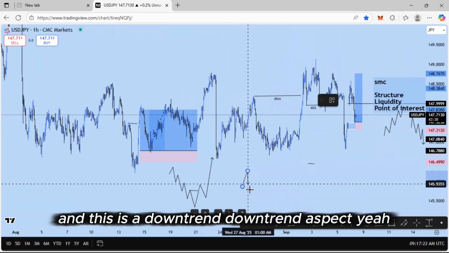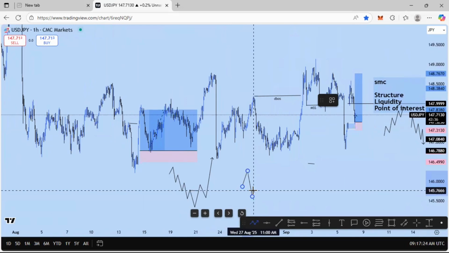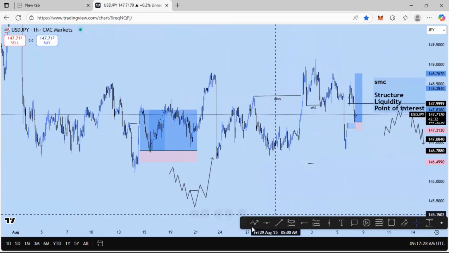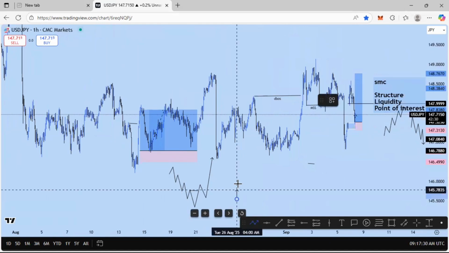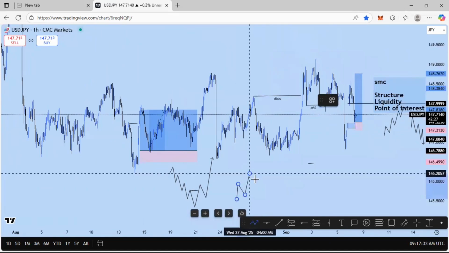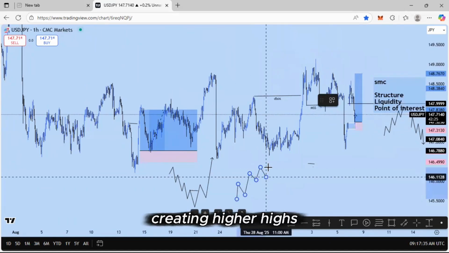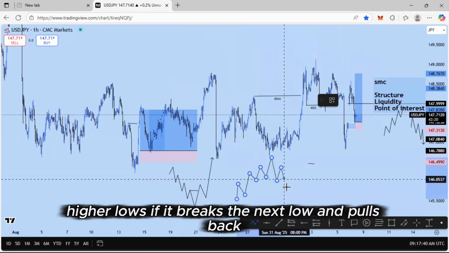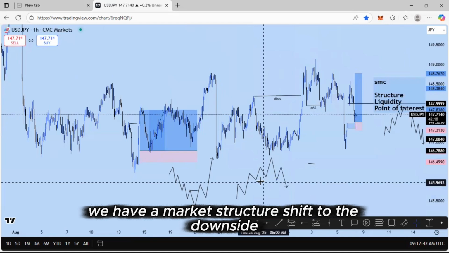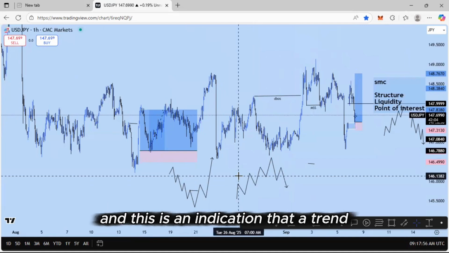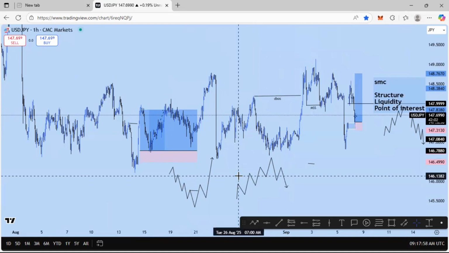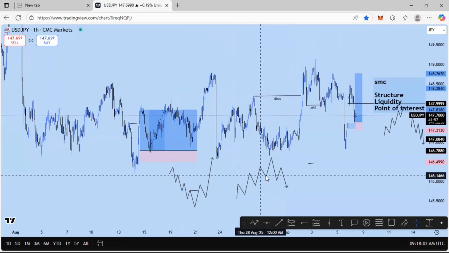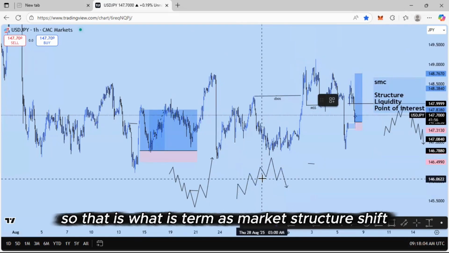And this is a downtrend aspect. Sorry, let me do it for an uptrend aspect. Market is bullish, creating higher highs, higher lows. If it breaks the next low and pulls back, we have a market structure shift to the downside. This is an indication that a trend is reversing from its original direction to the opposite direction. So that is what is termed a market structure shift.